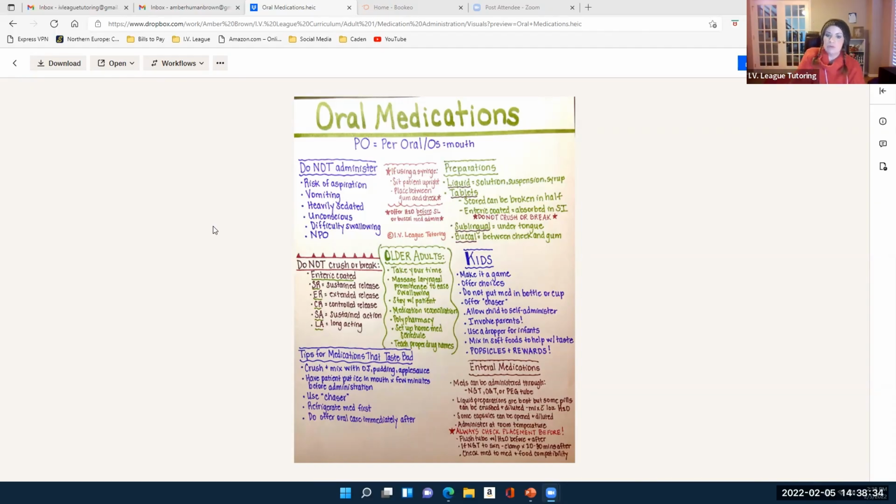Different preparations you may give orally. You could give a liquid, which they may say solution, suspension, or syrup. Now, who do you have to be careful giving a syrup to? When you think the word syrup, what do you think? Like honey thick. And sweet, yeah? Yes. Who do you want to be careful giving it to? Diabetic patients. That was easy, huh?